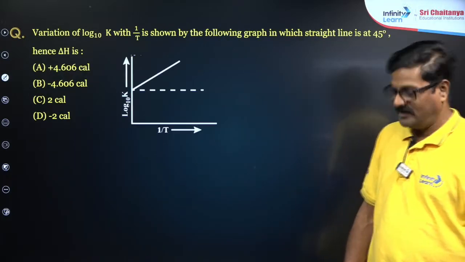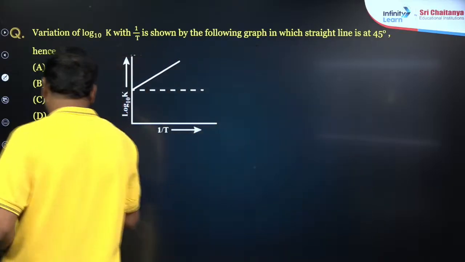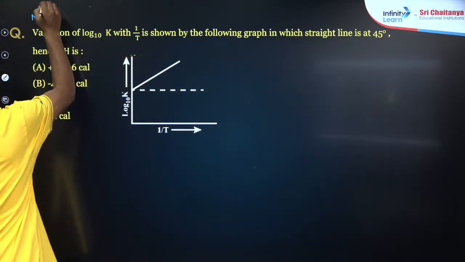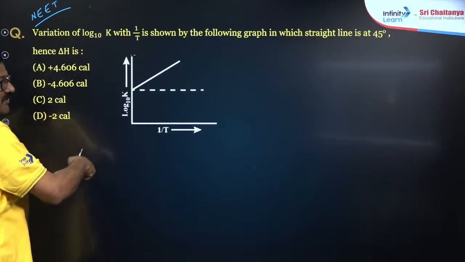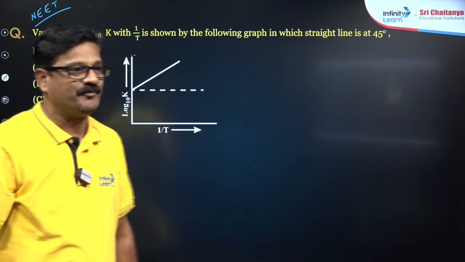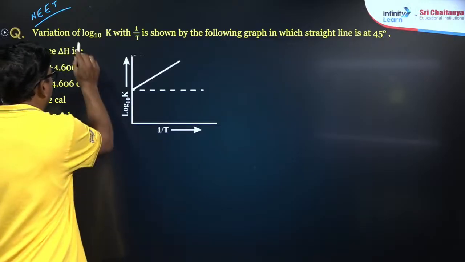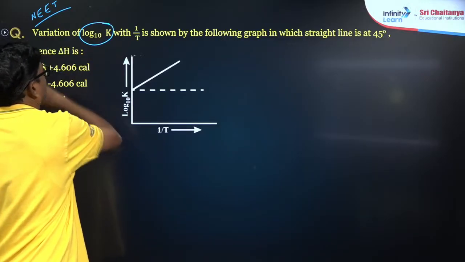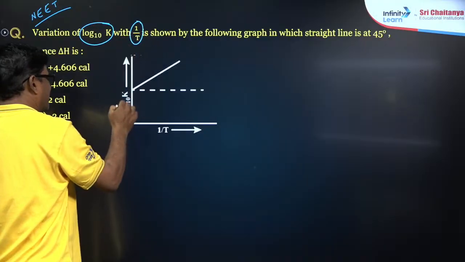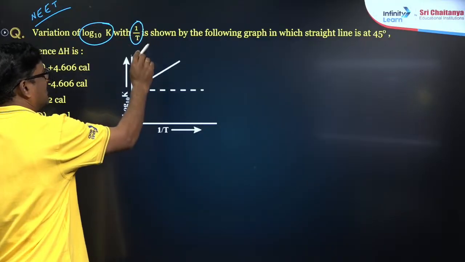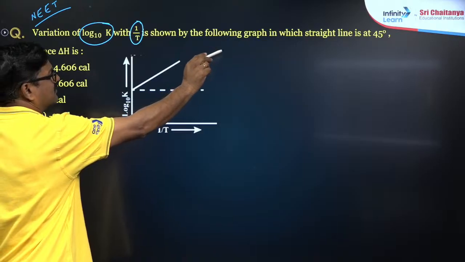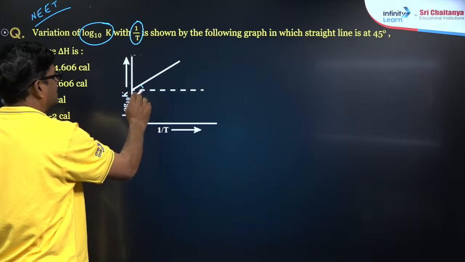Or a question. Get ready. If you have the NEET examination, the toughest questions, you are going to expect questions like this. Variation of log to the base 10 of k with 1 by T is shown by the following graph, in which a straight line is at 45 degrees.